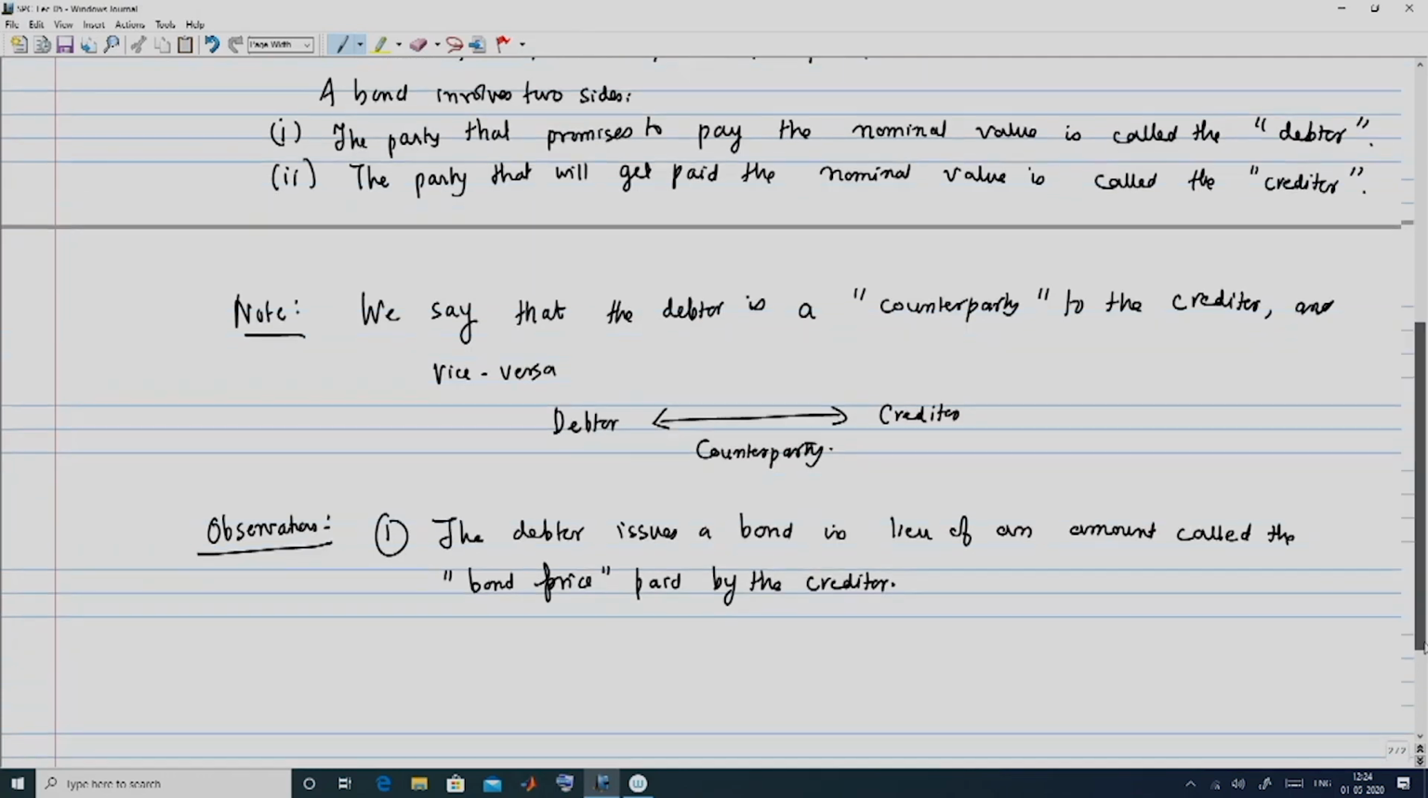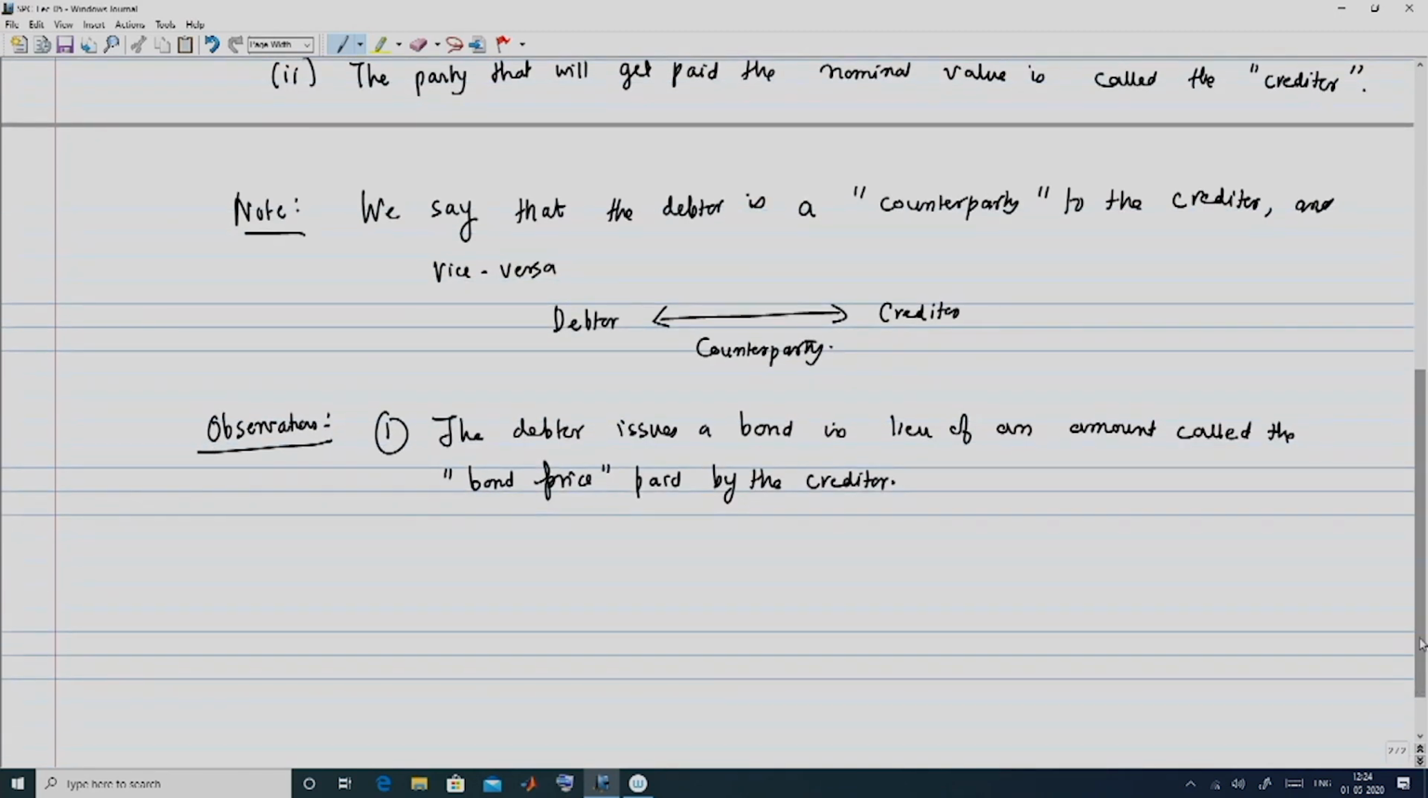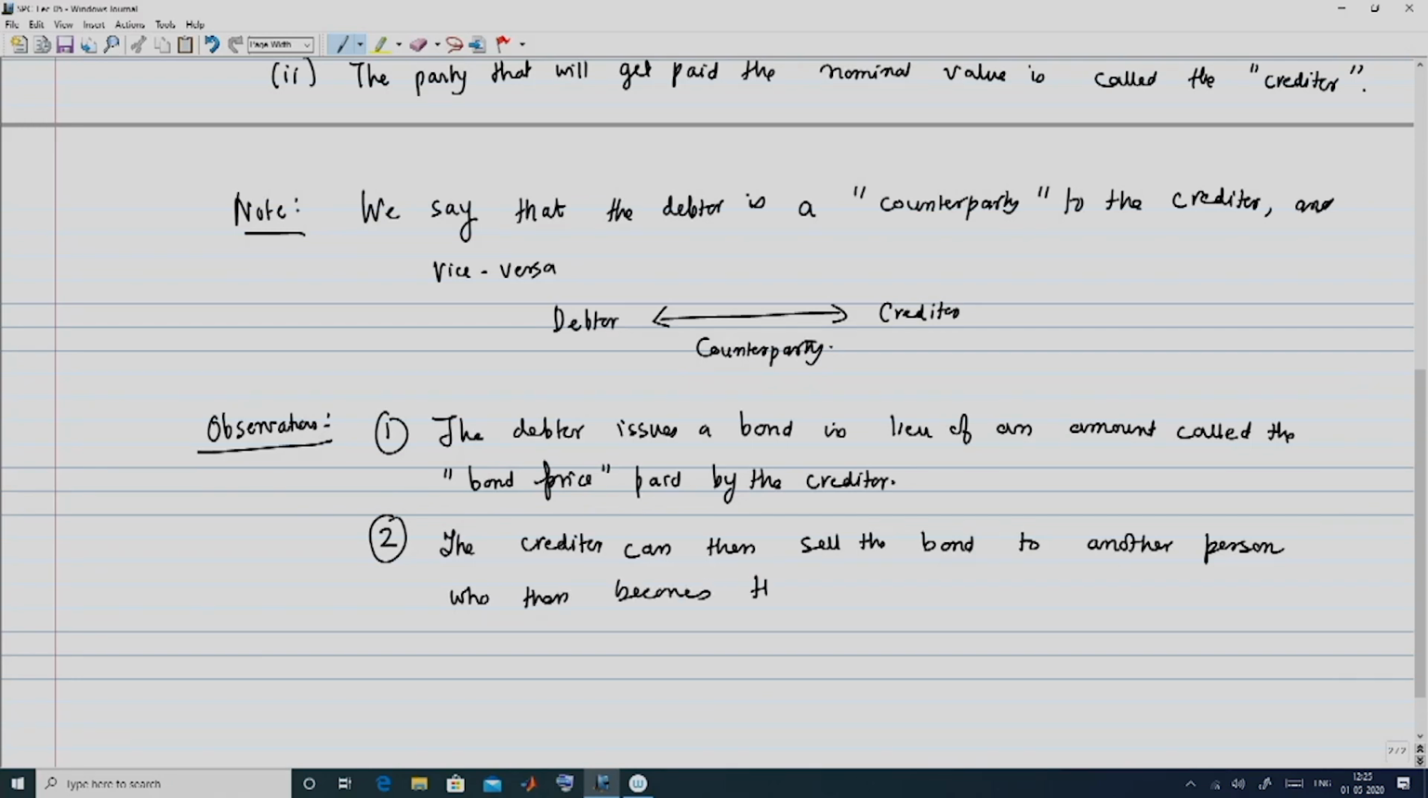So, now we have defined what is the bond price, that is basically the amount of money that exchanges hands at the initial time. Now, the second observation is that the creditor can then sell the bond to another person who then becomes the new creditor.